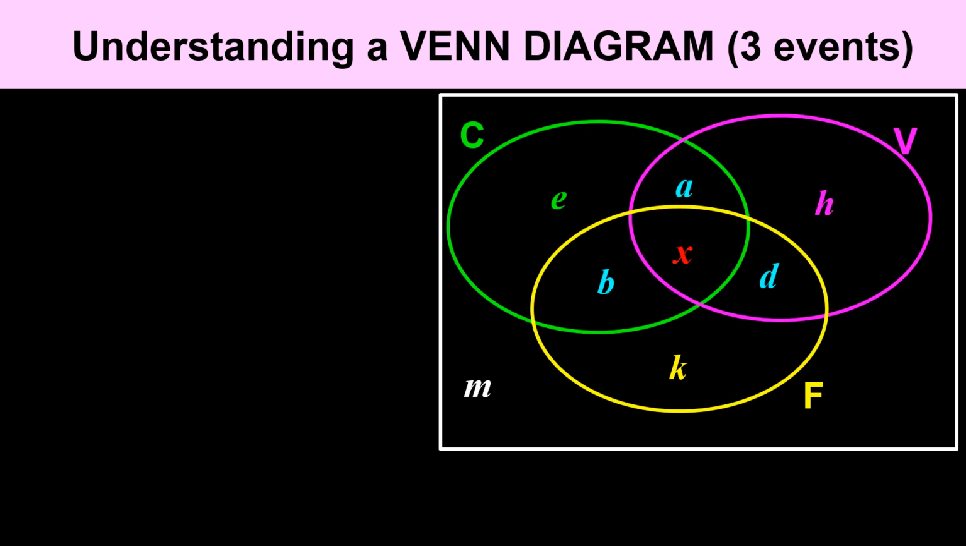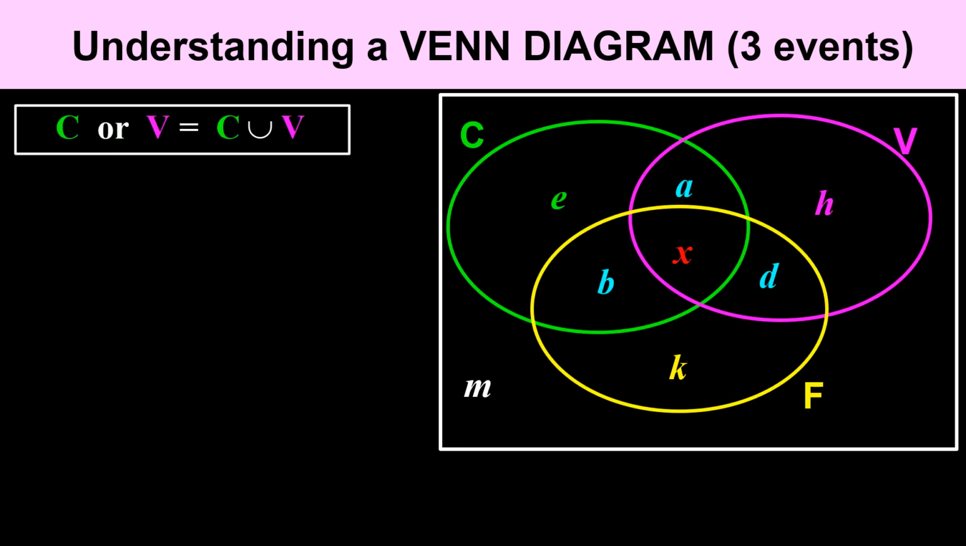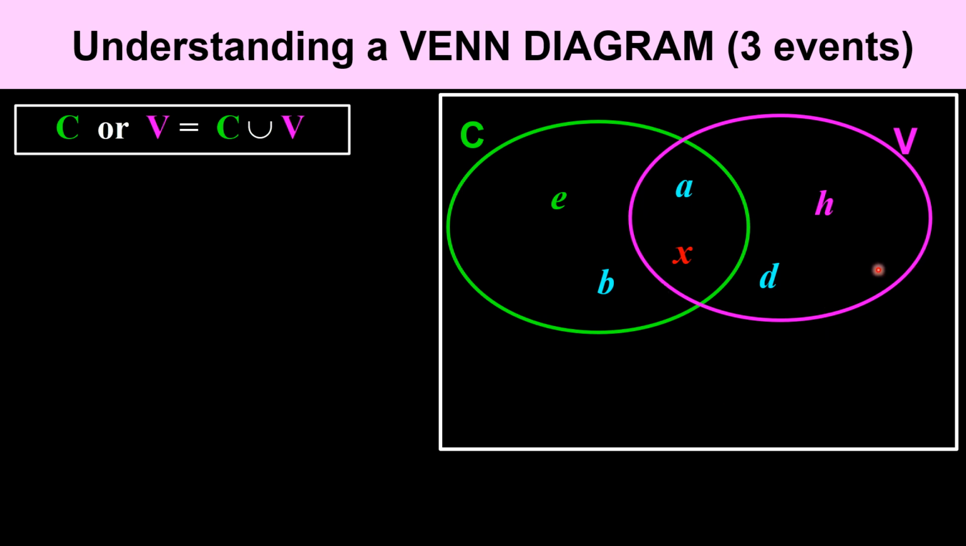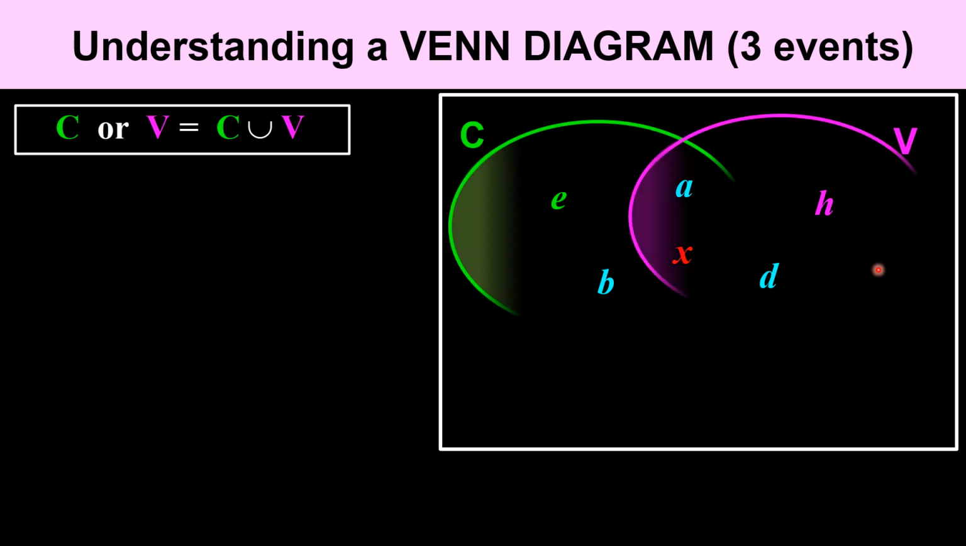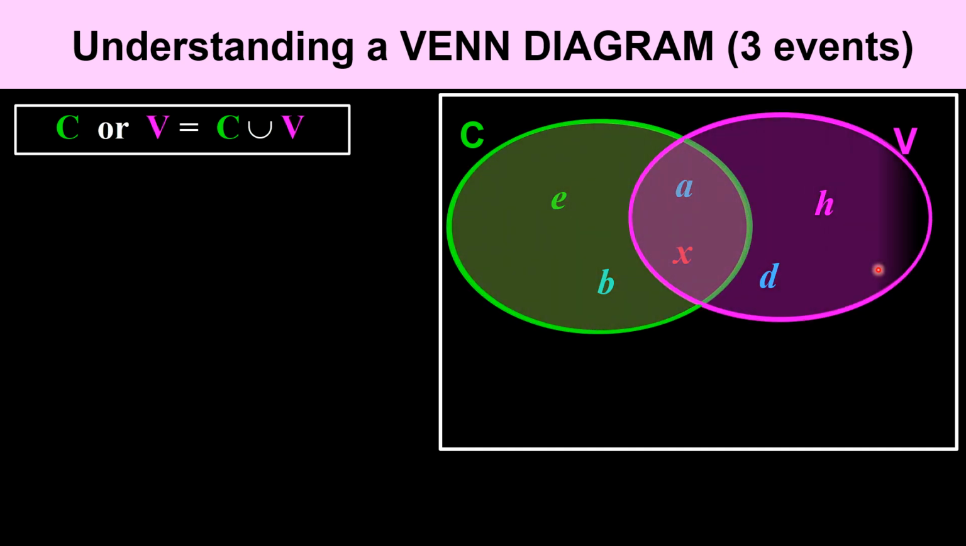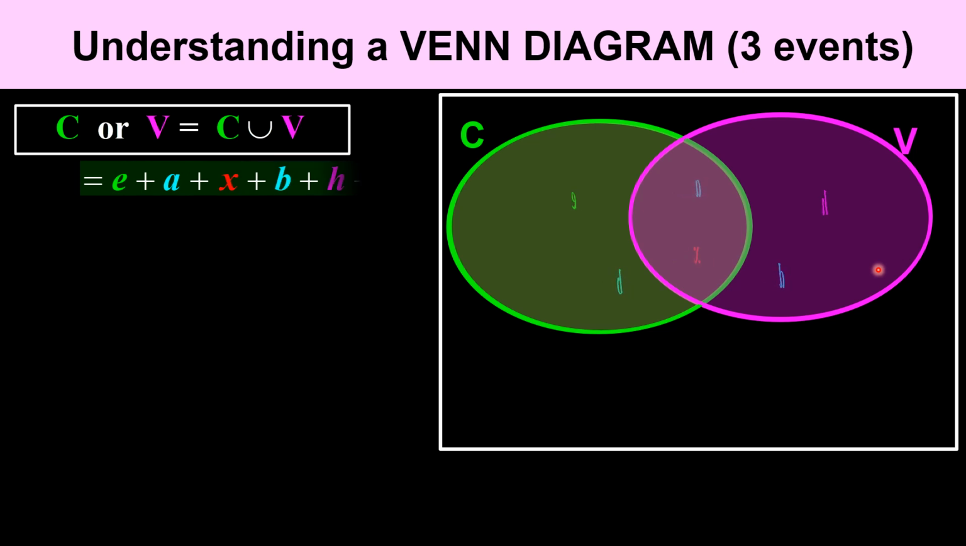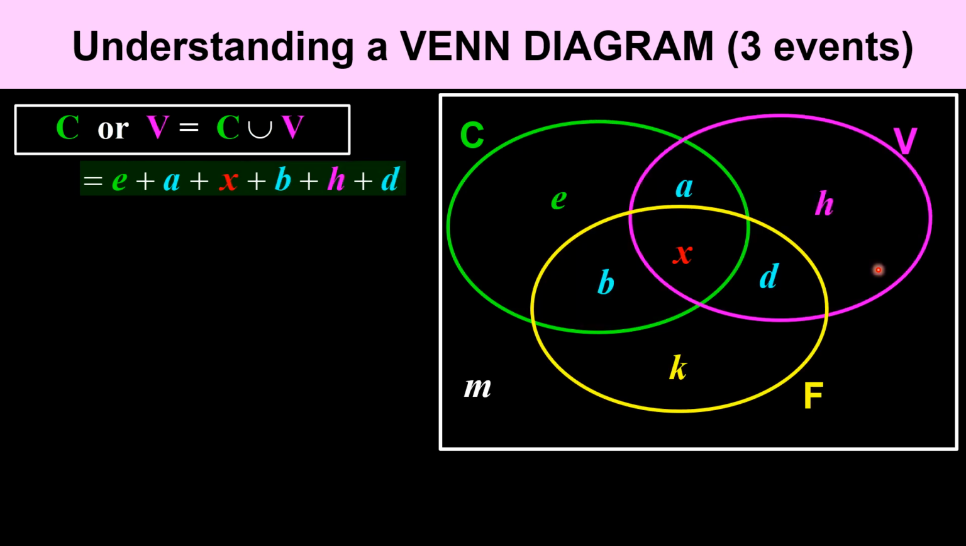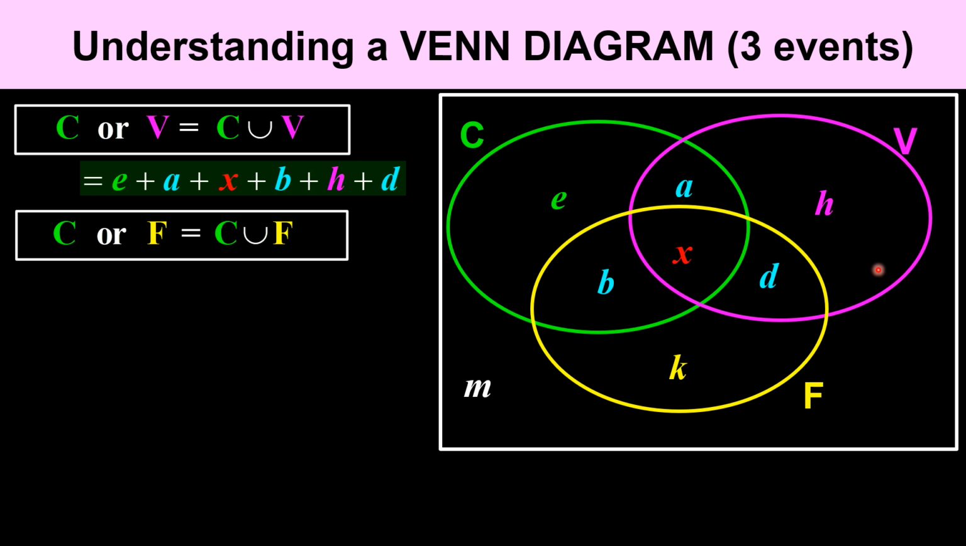Let's take our diagram back again there, 3 events. Now we want or, C or V, or C union V. C or V, so I want the C or the V. Can you see? That's the C or the V. Okay, and it's those 6 parts there. That's going to be E plus A plus X plus B plus H plus D.